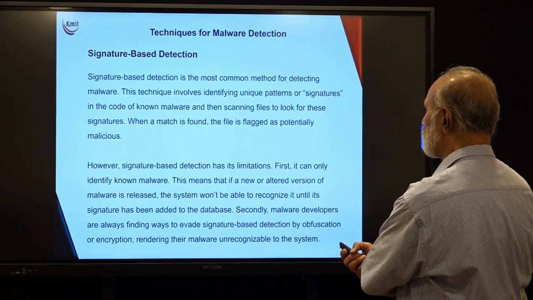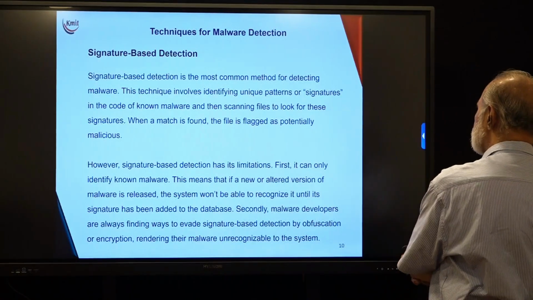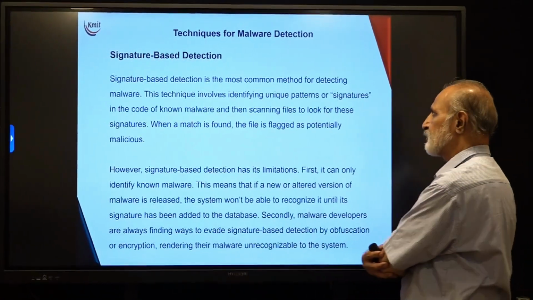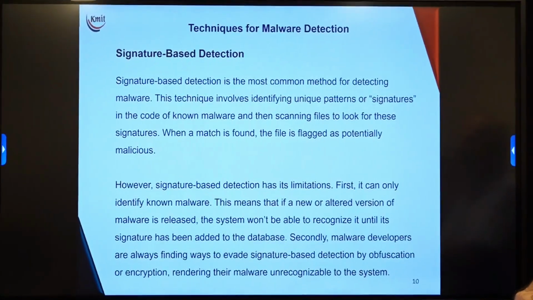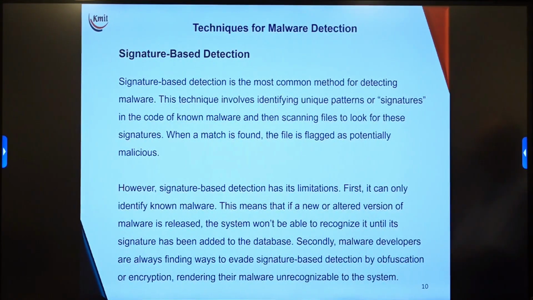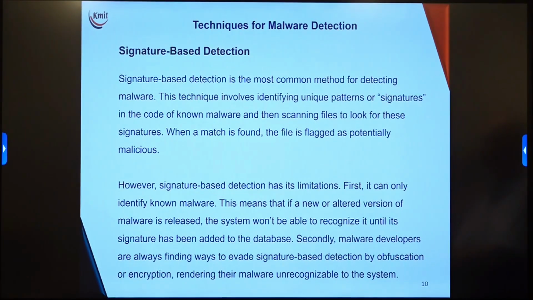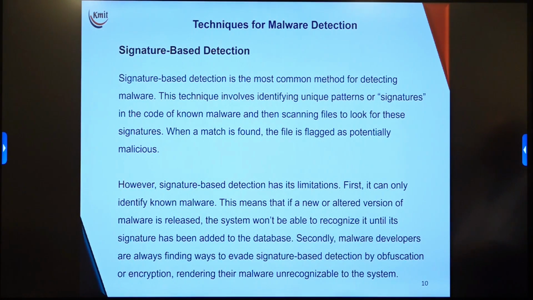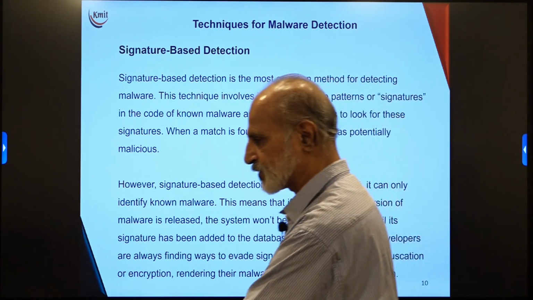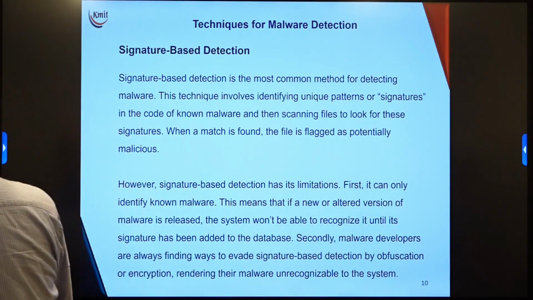So let us see how we deal with it. What are the techniques for malware detection? Signature based detection is the first technique. Signature based detection on the cloud is the most common method for detecting malware. This technique involves identifying unique patterns or signatures in the code, known as malware signatures, and then scanning files to look for these signatures. When a match is found, the file is flagged as a malicious file.